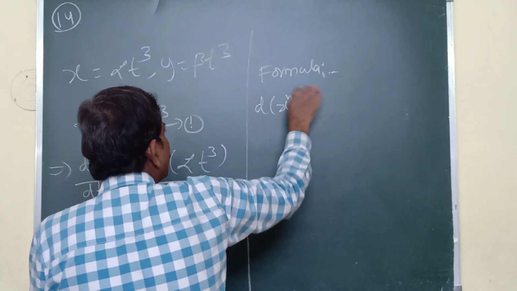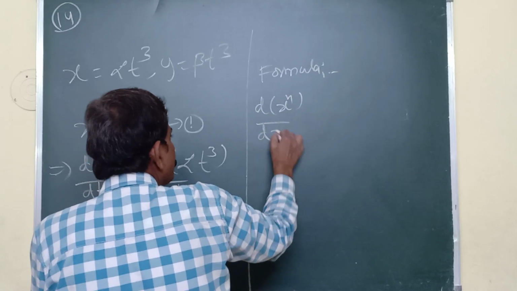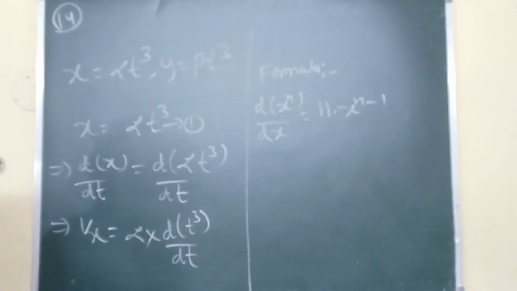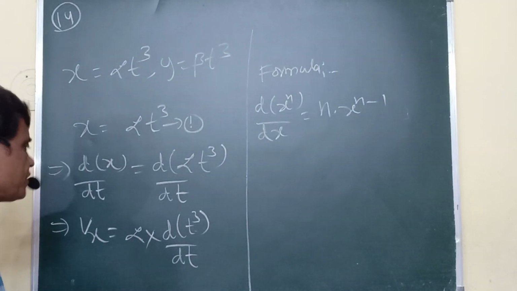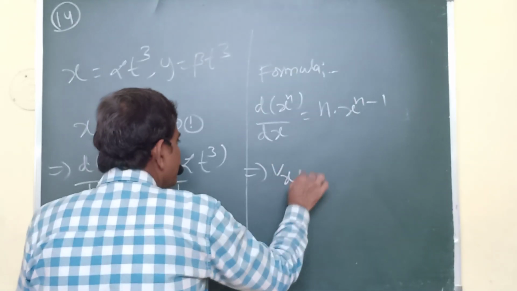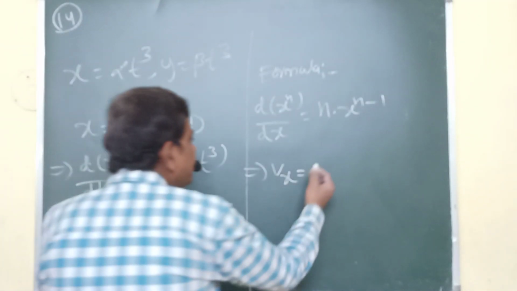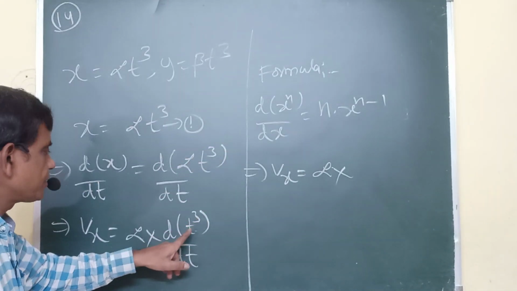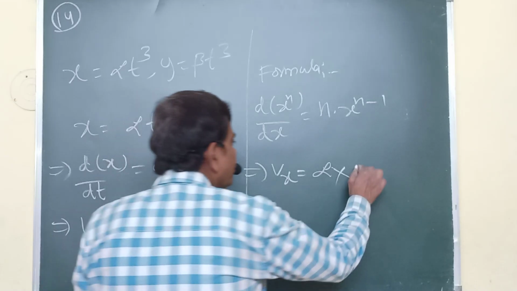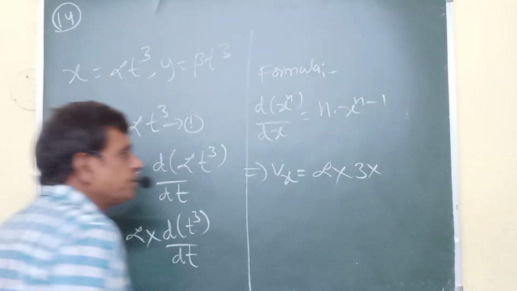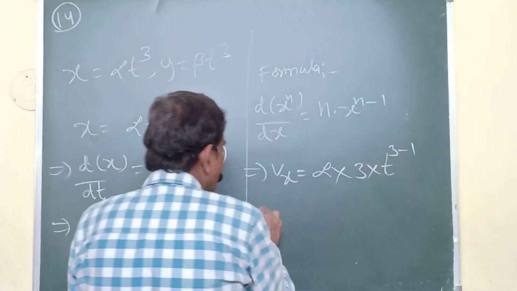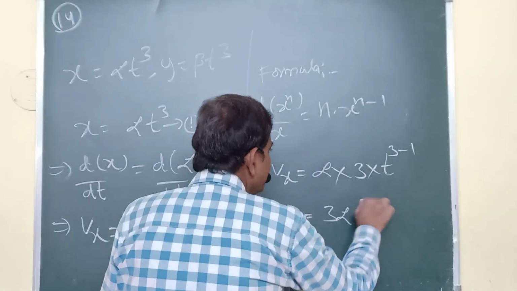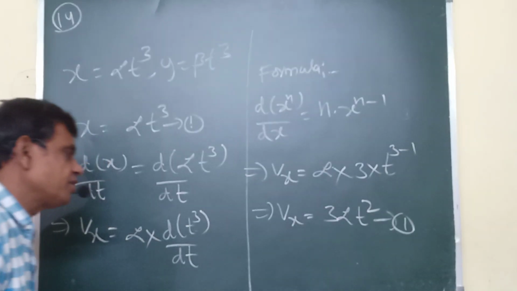What is the formula? Differentiation of x power n with respect to x equals n into x power n minus 1. That formula I am applying here. Vx equals alpha into, now comparing, n equals 3 and x equals t, so t power 3 minus 1. So velocity along x direction equals 3 alpha t square. This is my first equation.